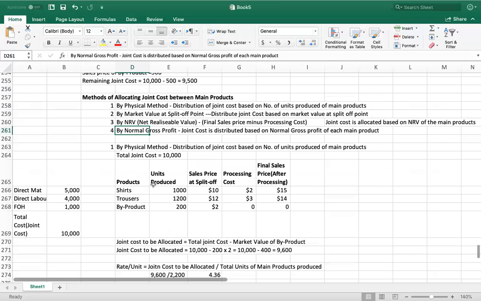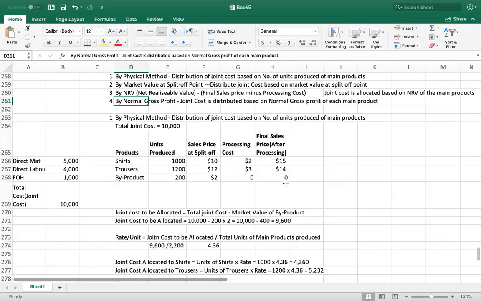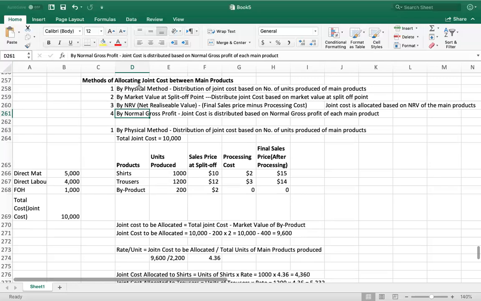So for example, first method is the physical method, distribution of joint cost based on number of units. Suppose we have these products: shirts, trousers, and byproducts. We are making 1,000, 1,200, and 200 units. Sales price at split-off is 10, 12, and 2. Processing cost means if you further process, then you have this much expense. And final sales price after processing is 15, 14, and 0. So very first step, whatever method we use, we first calculate the joint cost to be allocated.